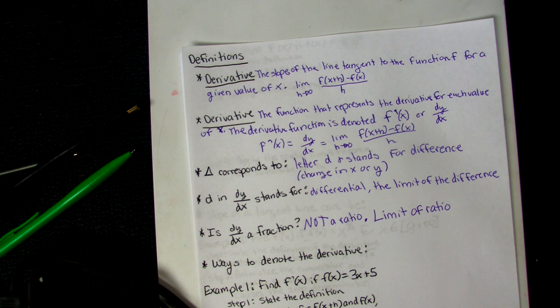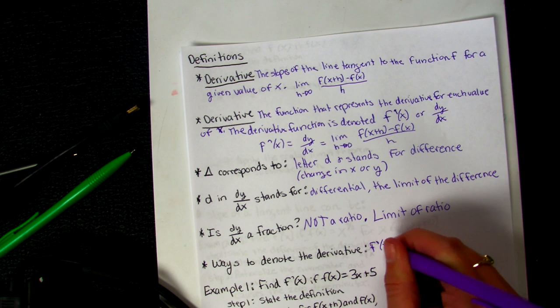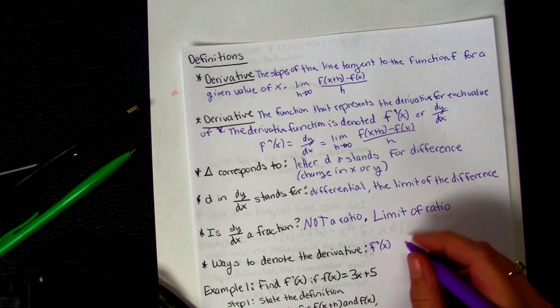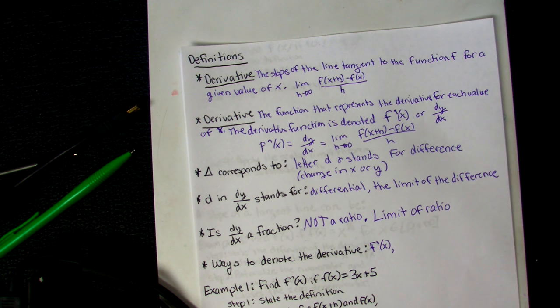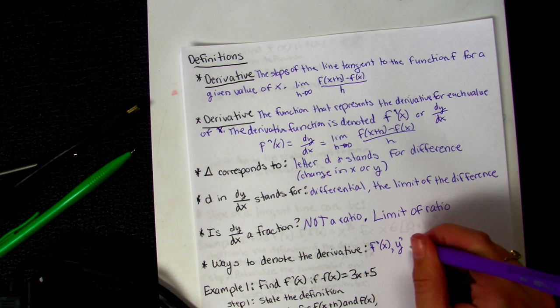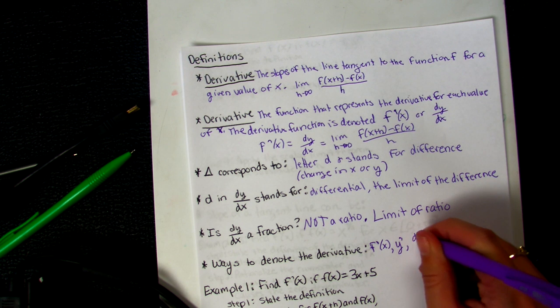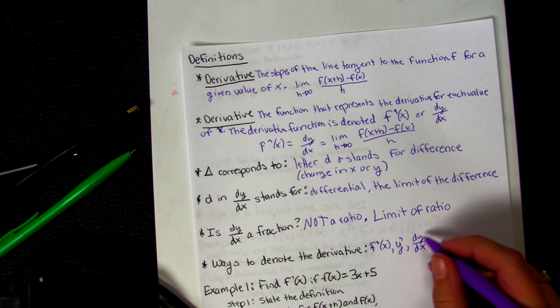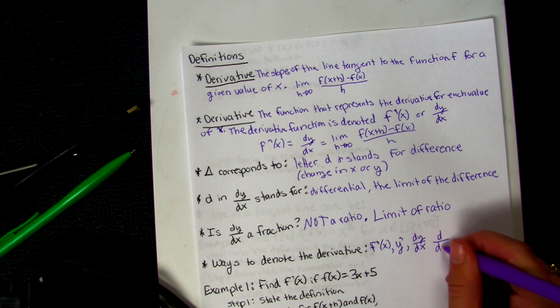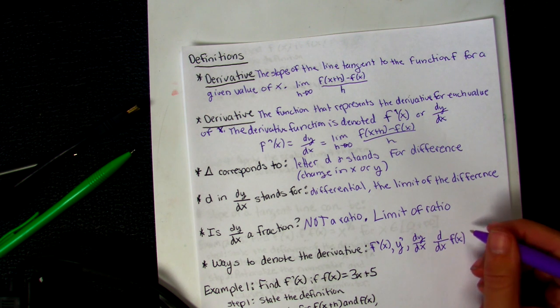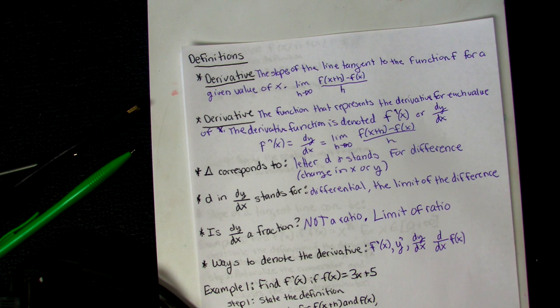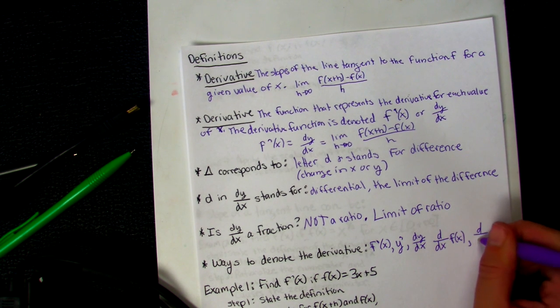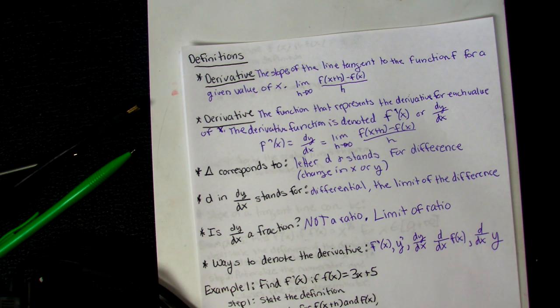So the derivative can be denoted several ways. We already mentioned a few. One of them was using the prime. We also have, since f of x is the same as y, sometimes we say y prime. Then we have the dy dx. Again, since y stands for f of x, we sometimes will write d dx f of x, and since f of x means y, we can also do this, d dx y. So those are all denotations for the derivative.